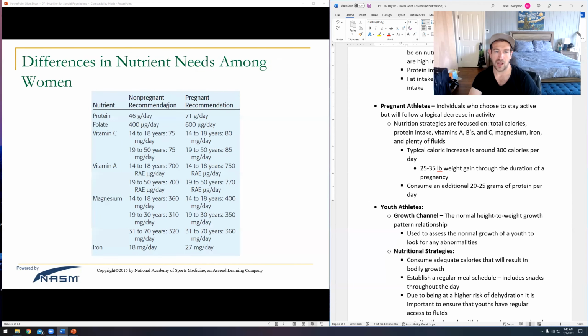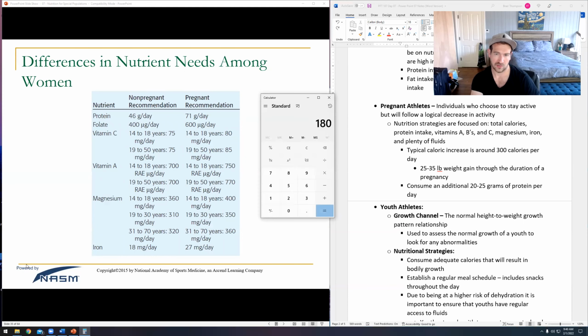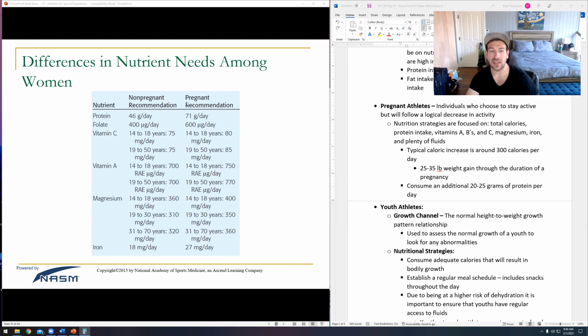So, we can see a non-pregnant, sedentary person who weighs, I think, 180, right? I can't remember how much the person weighs in this example, but ideally it's about 46 grams of protein a day for a non-pregnant person. So then it'd be about 71 grams for a pregnant athlete. So you can just see the numbers are a little bit higher.